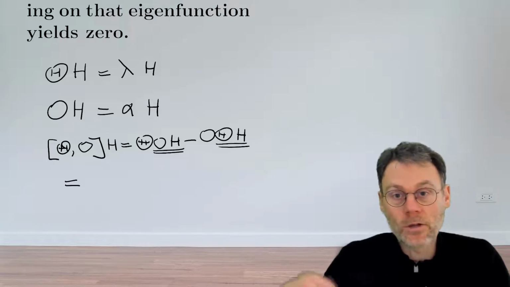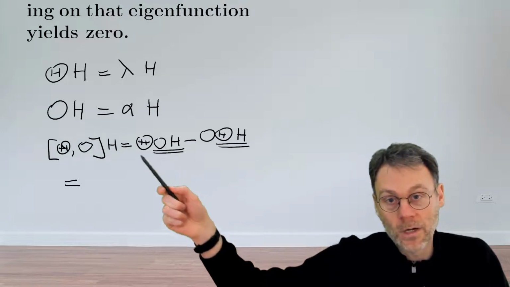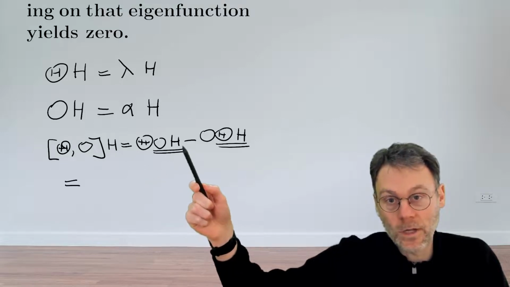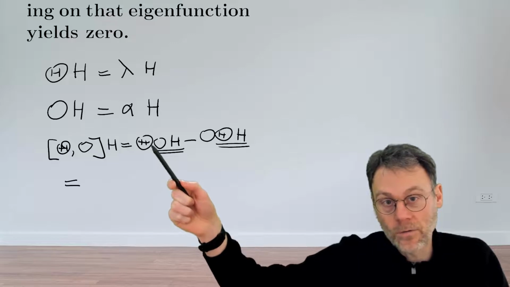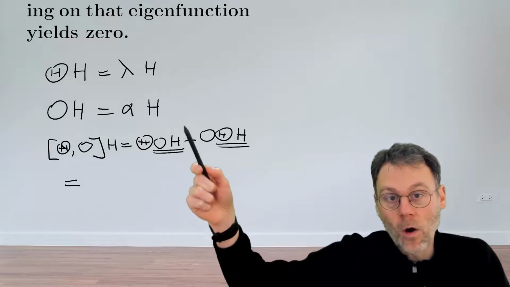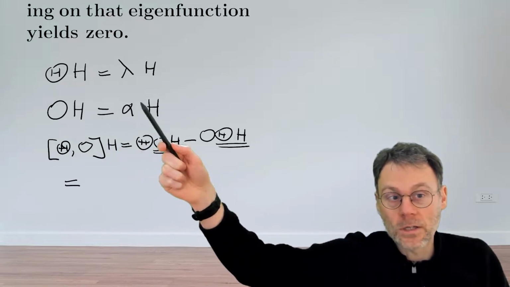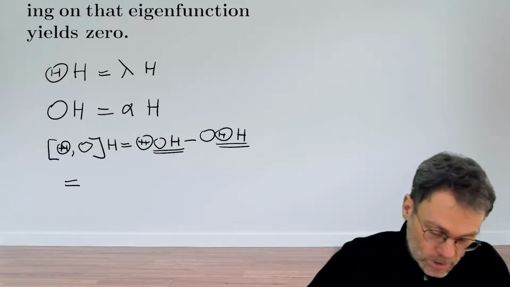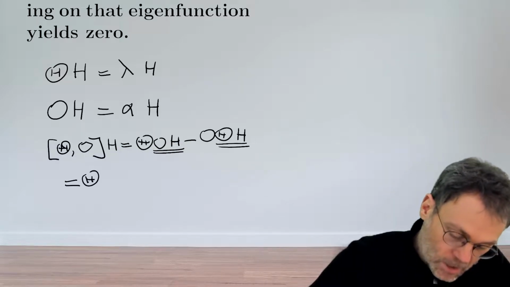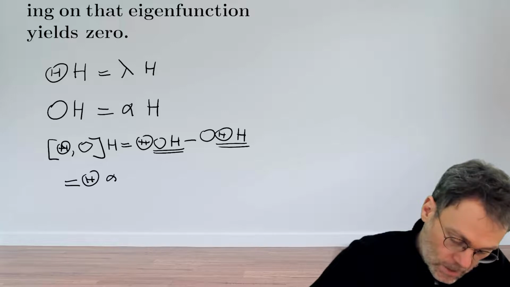So these operators operate from right to the left because the first operator that the function h encounters is, of course, in this case, O. O of h, we know that O of h is alpha h. So this becomes now the operator theta operating upon alpha h.